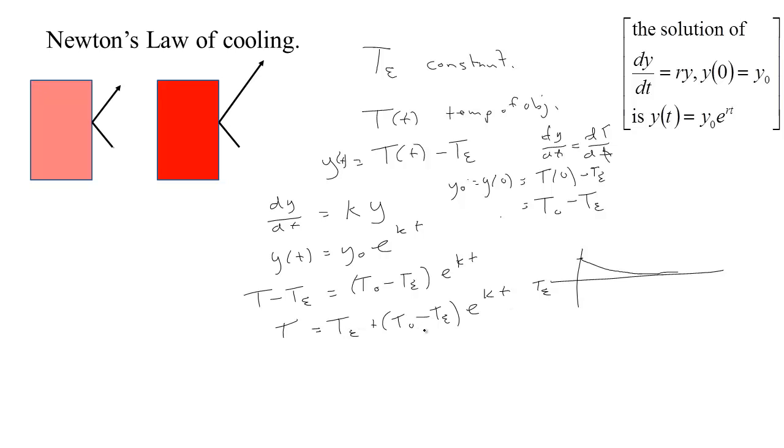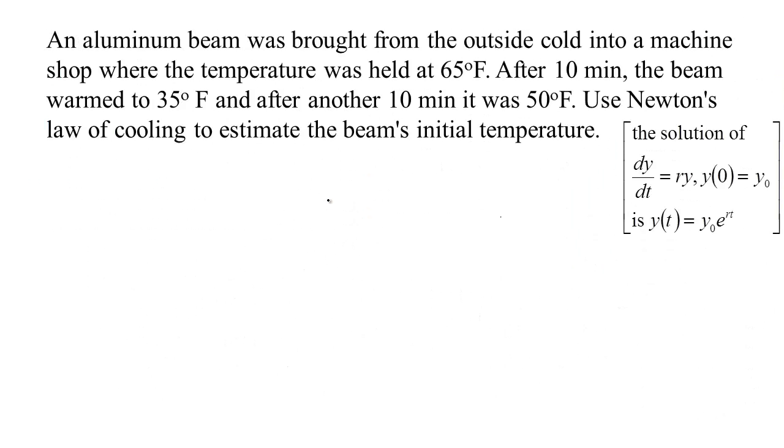We'll have the temperature of the environment minus a bit, so we'll start out below the temperature of the environment and gradually come up or decay onto that temperature in the environment. So this is Newton's law of cooling, where you assume that the cooling has this form. Let's look at an example.